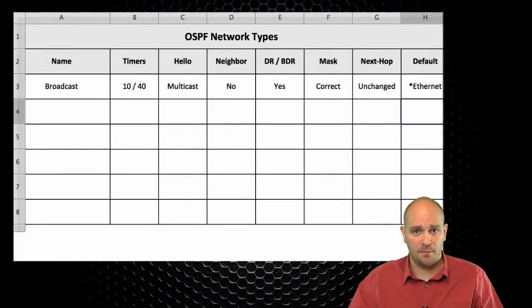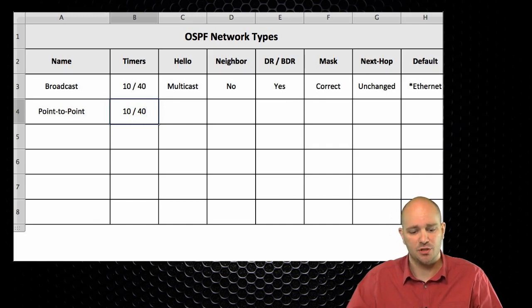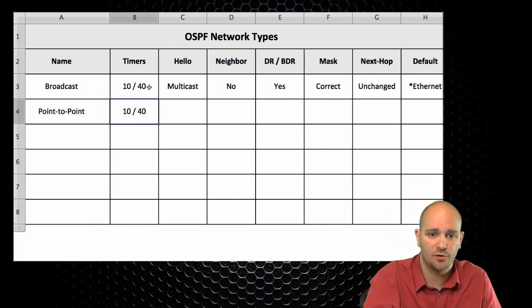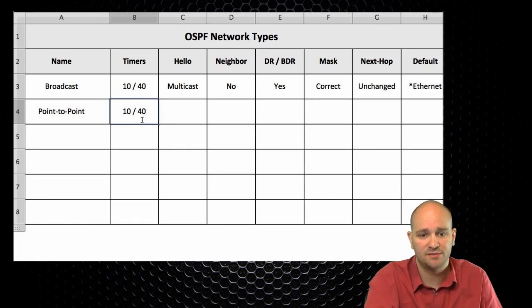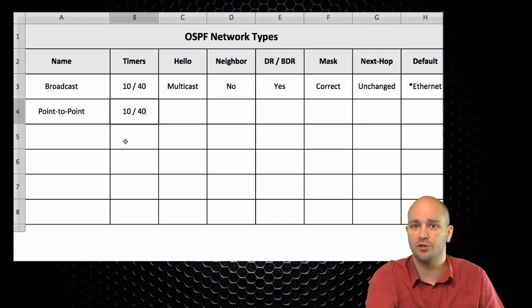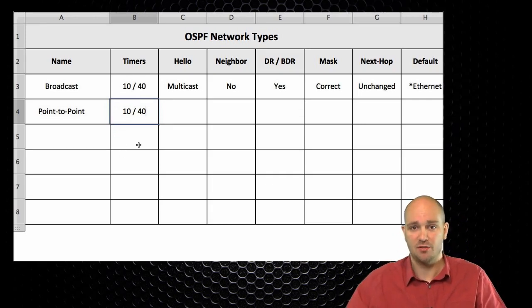The next network type that I'm going to talk about is going to be point-to-point network type. Point-to-point also uses 10 and 40 as the timers, and collectively this combination of 10 seconds for the hello timer and 40 seconds for the dead interval is very often referred to as fast timers. Now, why fast timers? Because they are faster than the other set of timers, which we call slow timers. I'm going to talk about them in a minute.